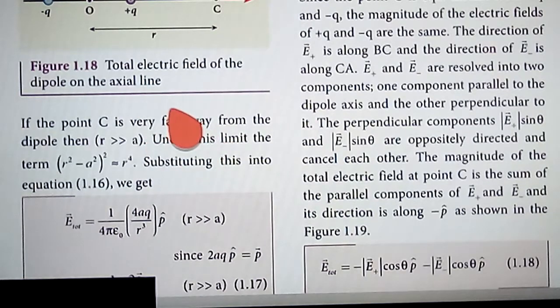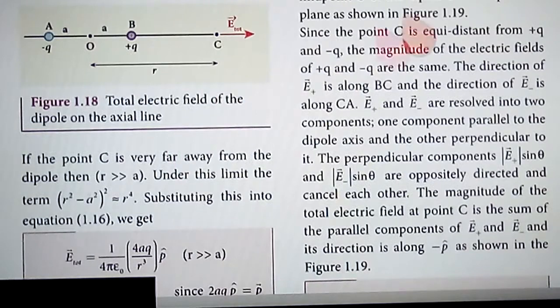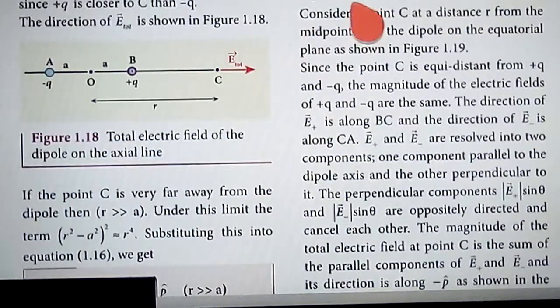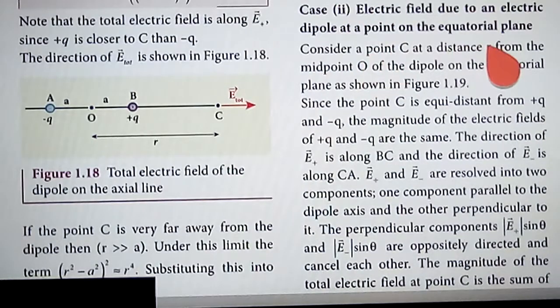Now we are going to see the second case. That is the electric field due to an electric dipole at a point on the equatorial plane. So this is the second case that we are going to see now.